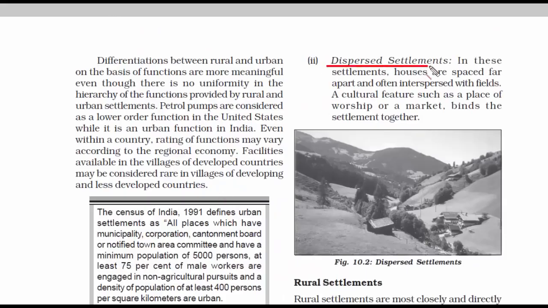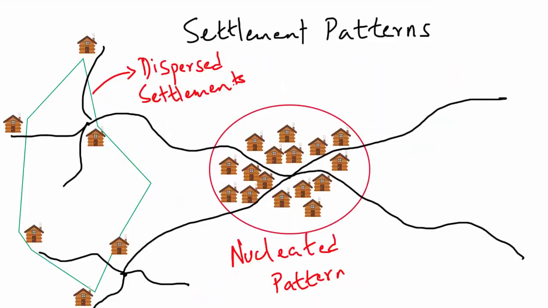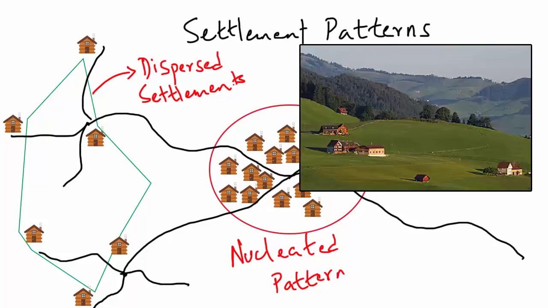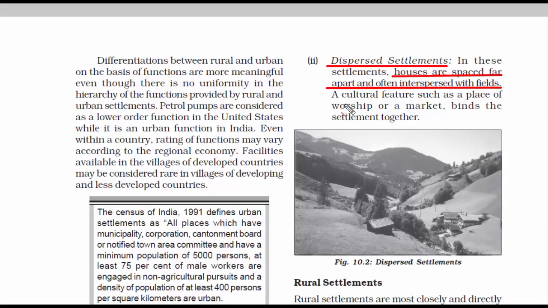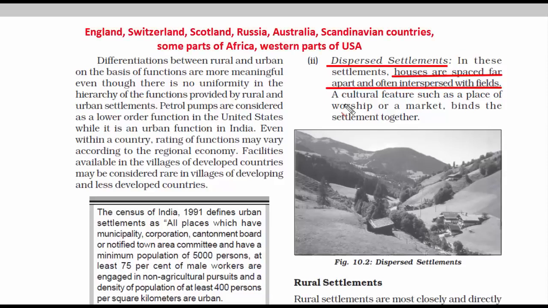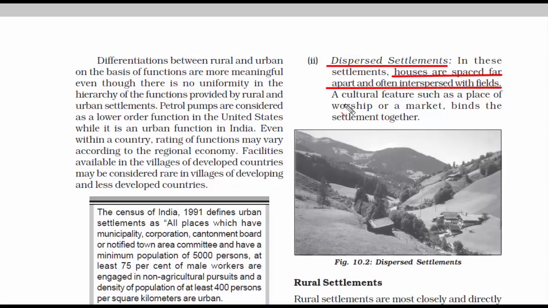Now the second type of settlement is dispersed settlements. In these settlements, houses are spaced far apart and often you'll see large fields in between houses. The meaning of the word dispersed is scattered. Usually you'll see a nice landscape and then a few houses here and there, making it a perfect and ideal location to live in. You'll get to see these settlements in places like England, Switzerland, Scotland, Russia, Australia, Scandinavian countries, some parts of Africa, western parts of USA, etc. In India, you will find such settlements in regions of north and northeast, usually hilly regions.